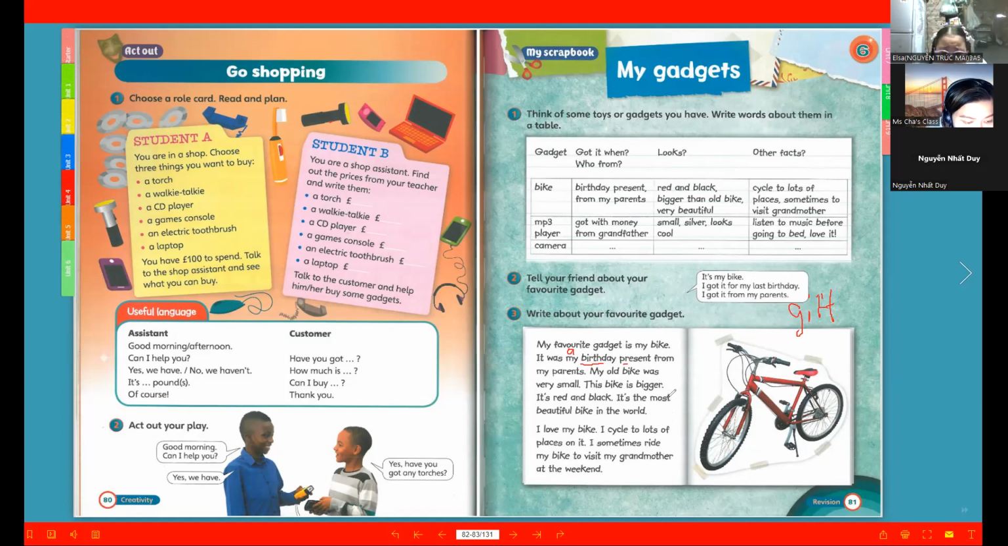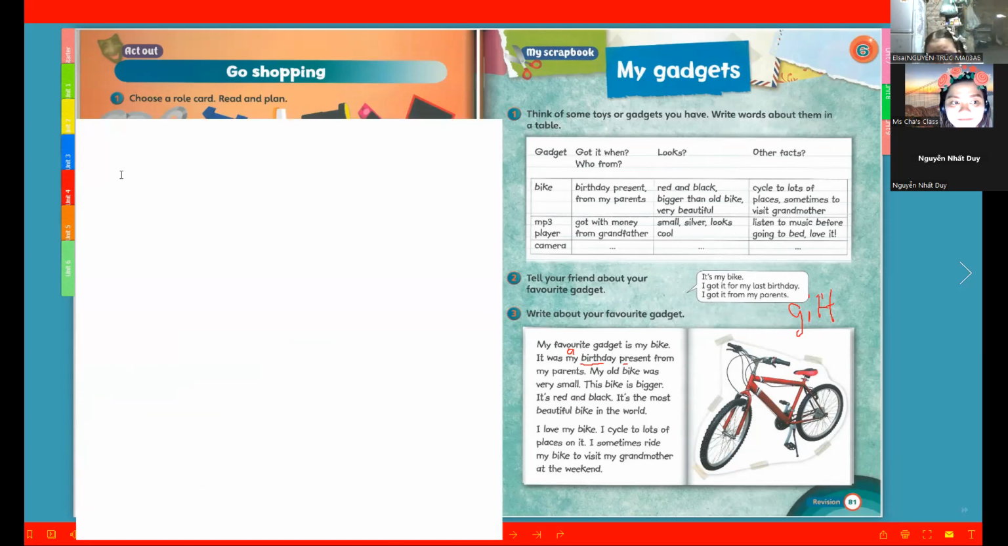My old bike was very dirty. This bike is cleaner. It's pink and black. It has a cat on it. You mean it has a cat design? Yes. All right, let's arrange your paragraph so you won't get confused. Okay, all right.